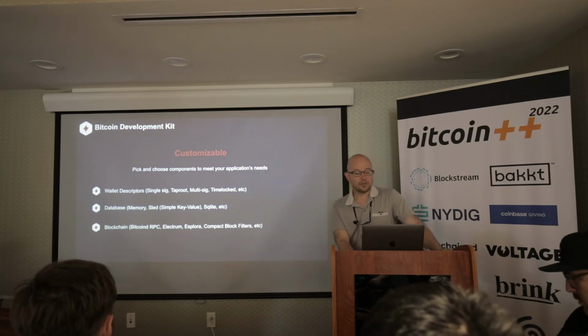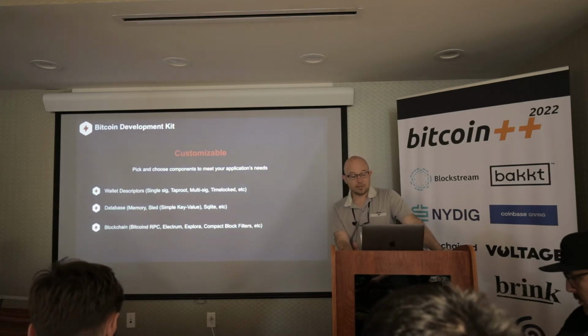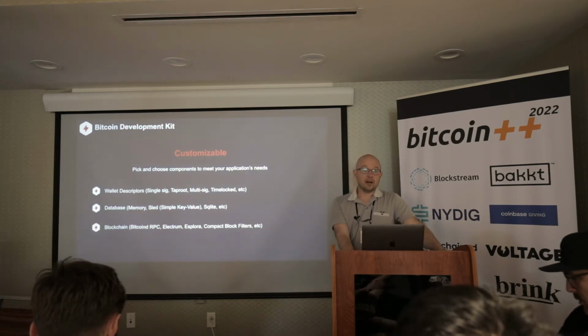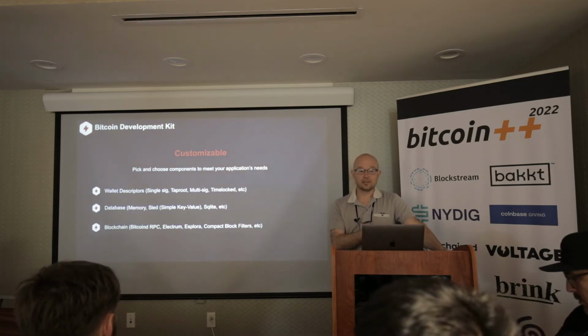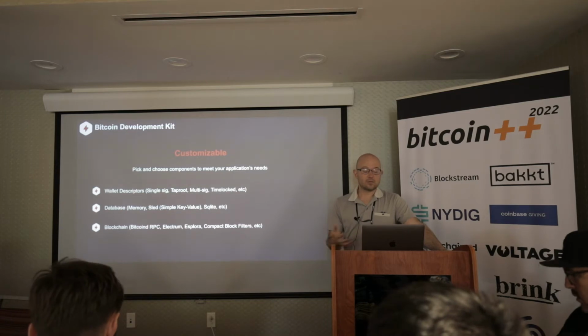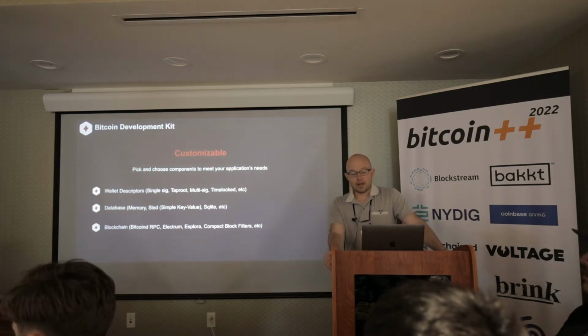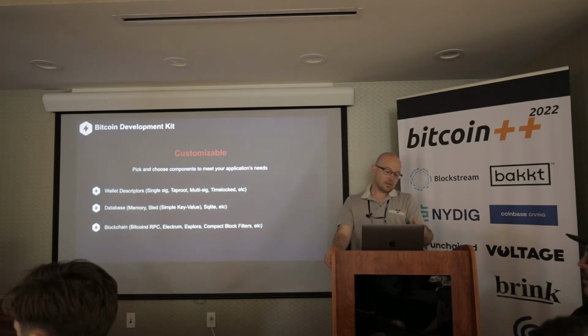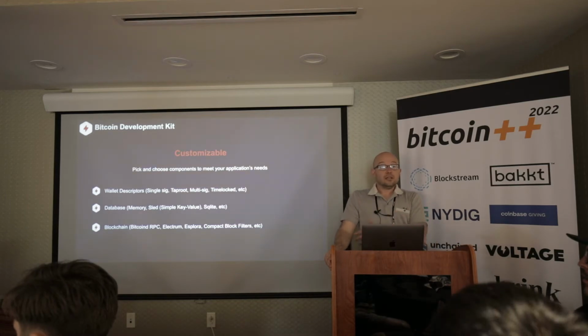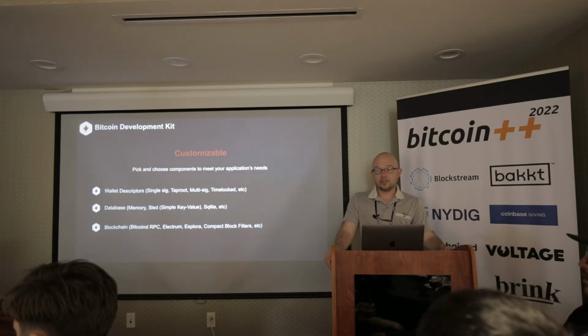And so BDK is built to be really flexible and customizable, because not all wallets are built the same. You might be running on a server, you might be running on a phone, you might be running on an embedded device, I don't know. So it doesn't try to assume how you're building your wallet. The ways it achieves that flexibility are outlined here. One is what we talked about, the wallet descriptors. You can pick and choose exactly how you want to construct your addresses and your scripts.